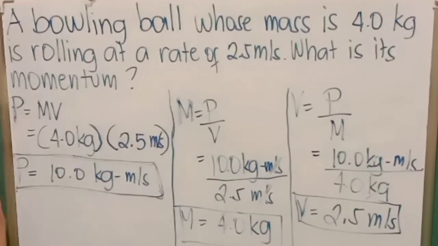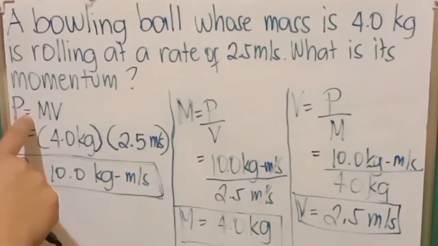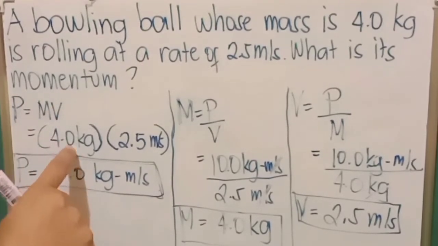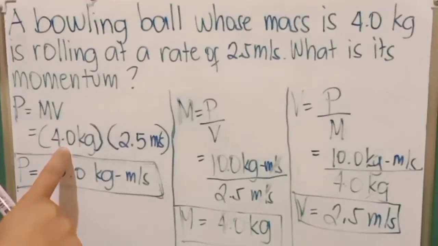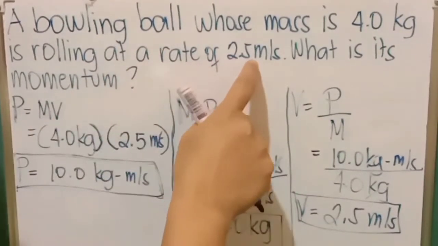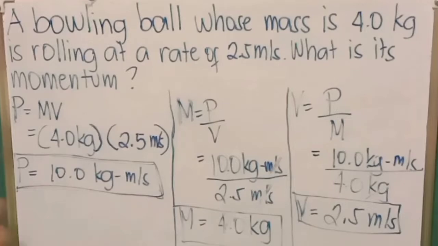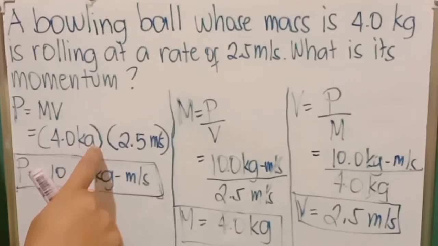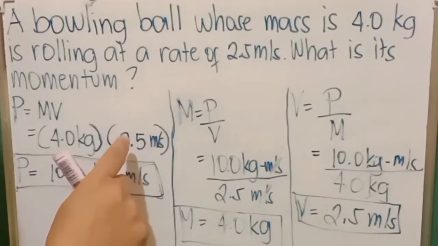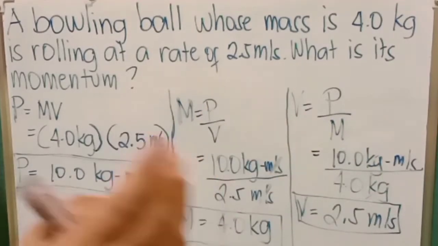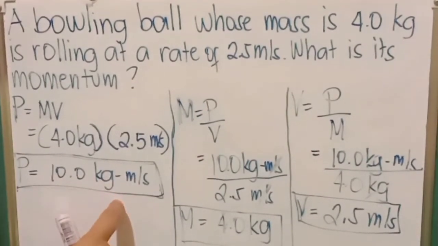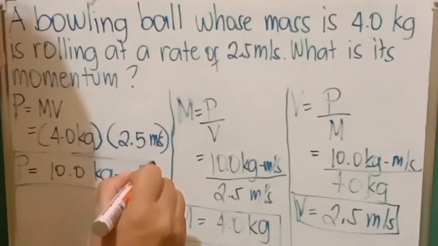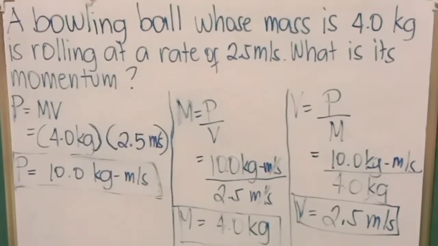So the formula for momentum is momentum is equal to mass multiplied by velocity. The value of mass is 4.0 kilograms, and the value of velocity is 2.5 meters per second, and we're going to multiply the two given numbers. So 4.0 kilograms multiplied by 2.5 meters per second, the answer is 10 kilogram-meters per second. So this is the answer or the value for our momentum.